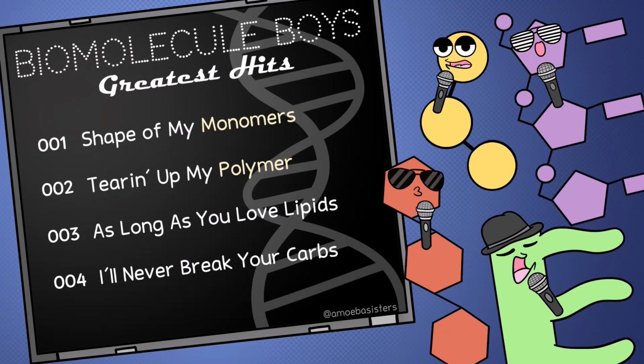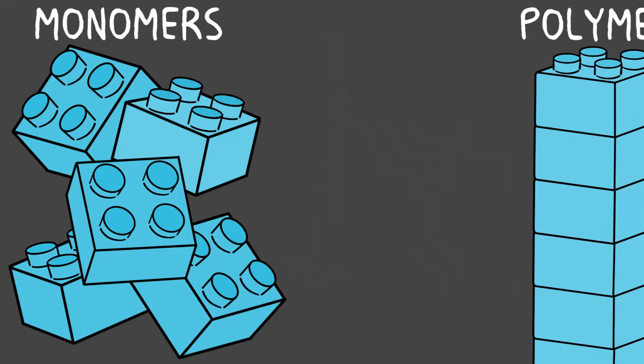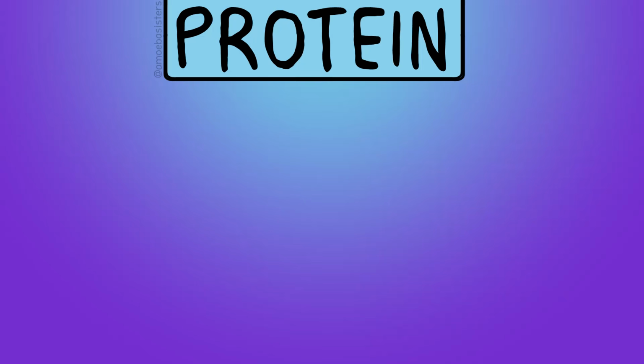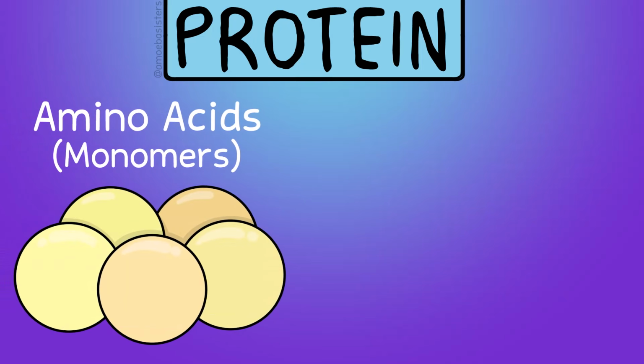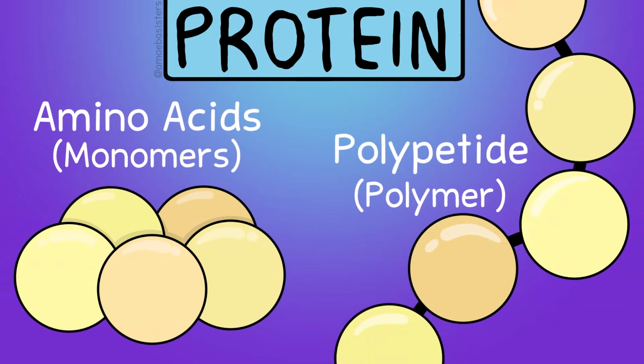When we talk about biomolecules, we talk a lot about monomers and polymers. Monomers are the building blocks that are often repeated and can form a polymer. For example, with proteins, monomers can be amino acids. The polymer can be a polypeptide.